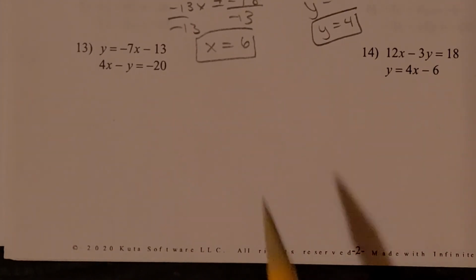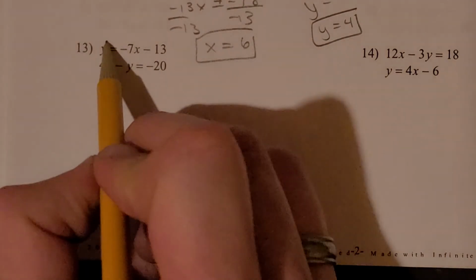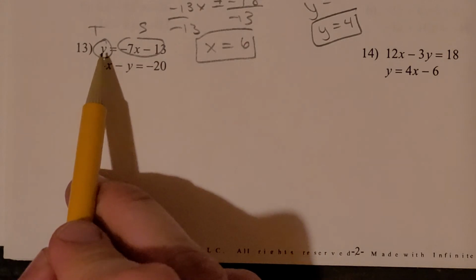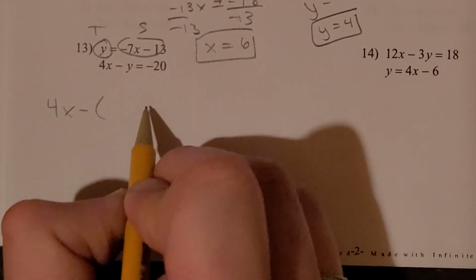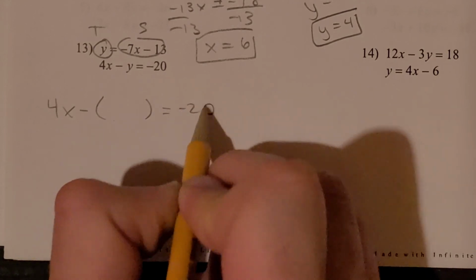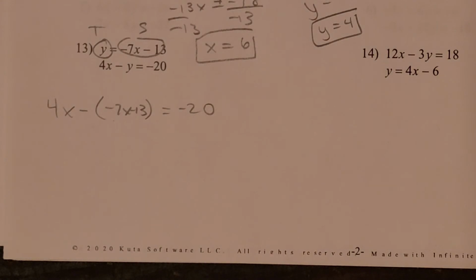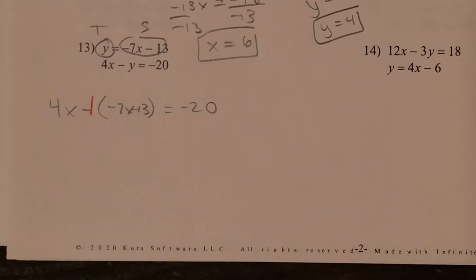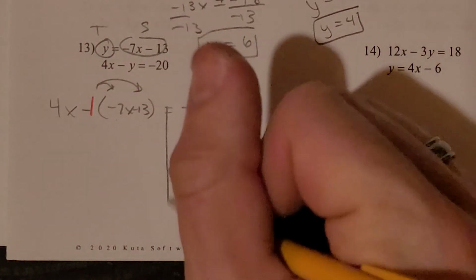This is the last one. So same 3 steps. Step 1, find your teacher sub. Teacher sub, because this is the y by itself. I'm going to rewrite the other equation minus my teacher, and I'm going to put in my sub. Okay, notice here, I don't have a number in front, so don't be tricked. There is an invisible 1, and that's going to help when we're solving this.